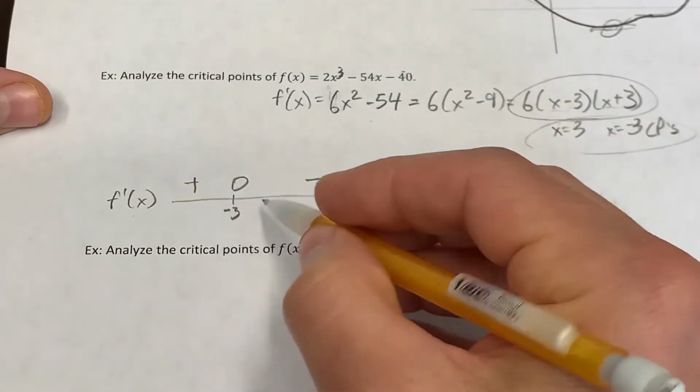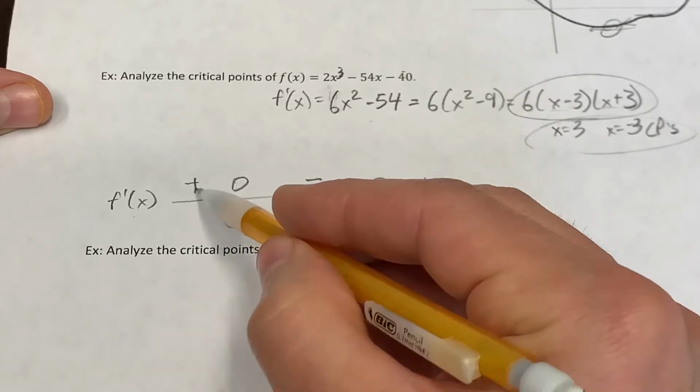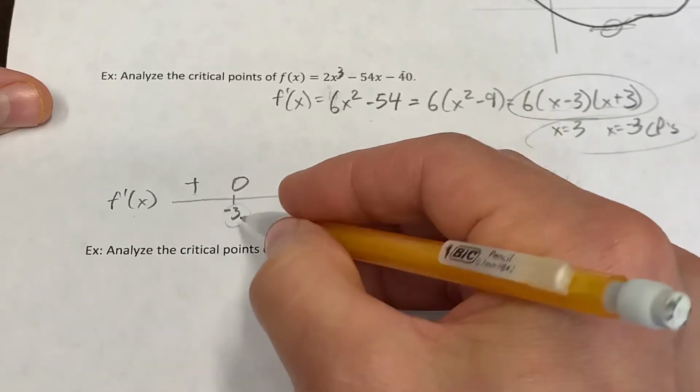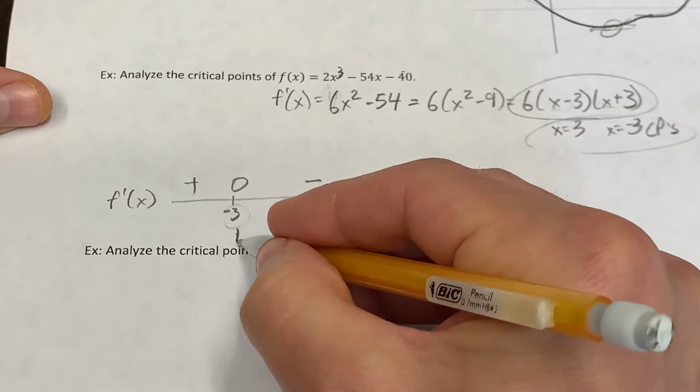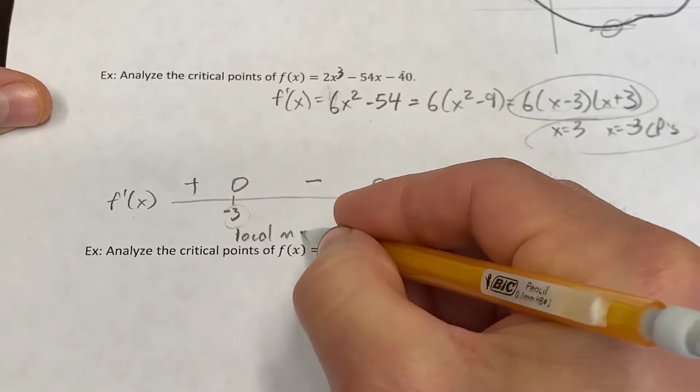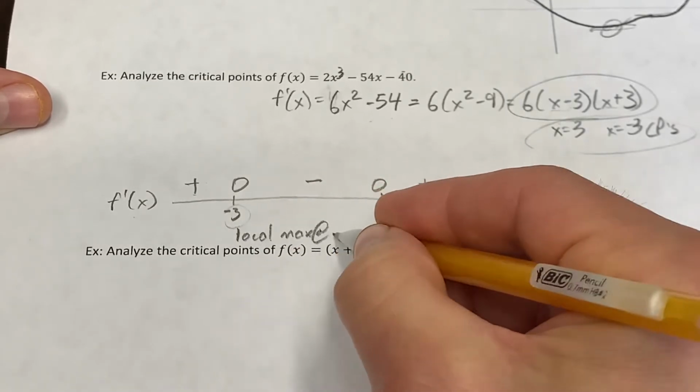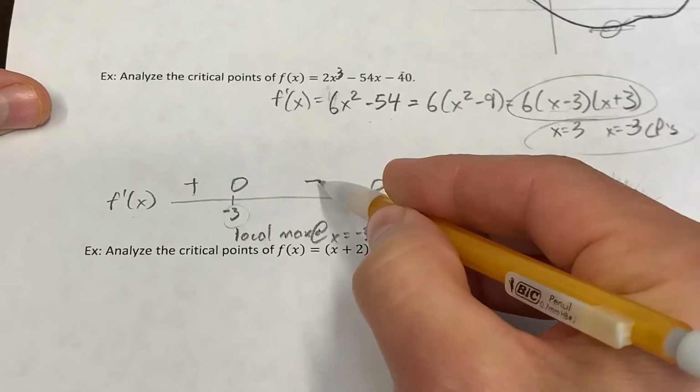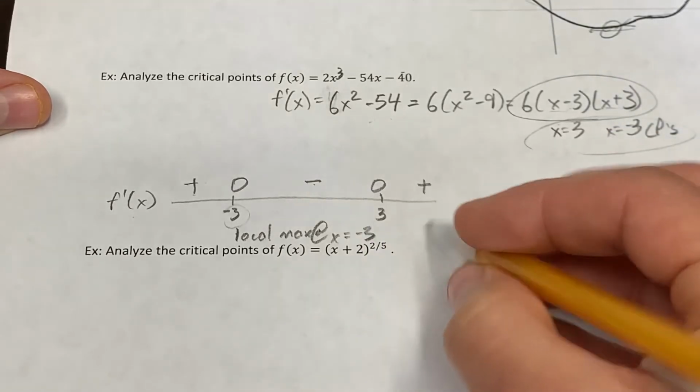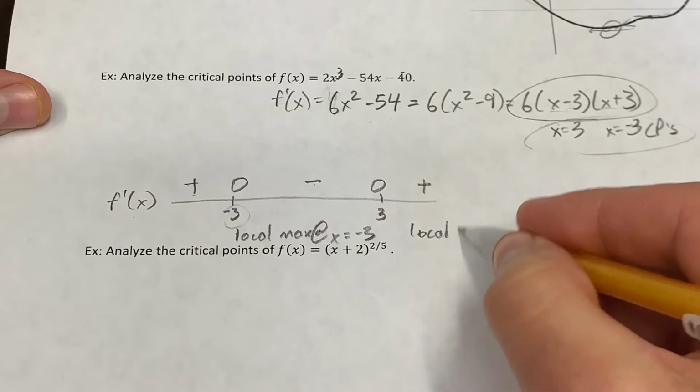What does this mean? This means this is a critical point where the derivative goes from positive to negative. So local max at x equals negative 3. This is a place where it goes from negative to positive. Local min at x equals 3.